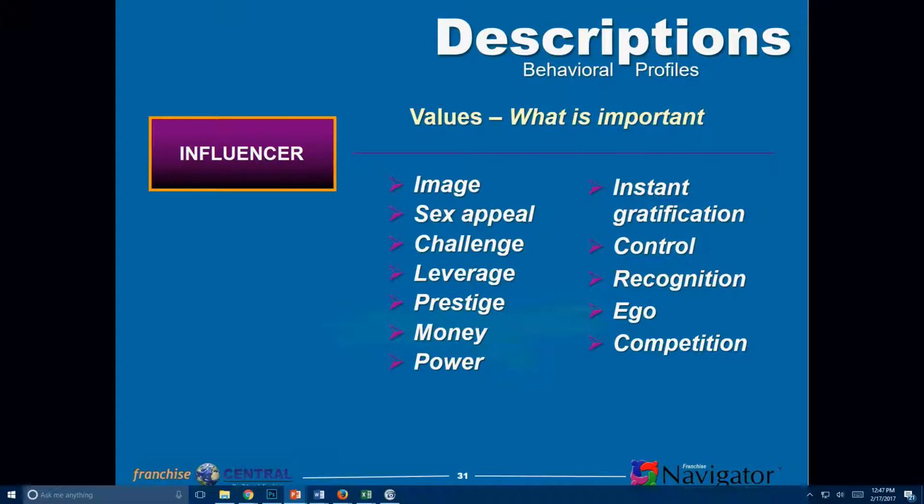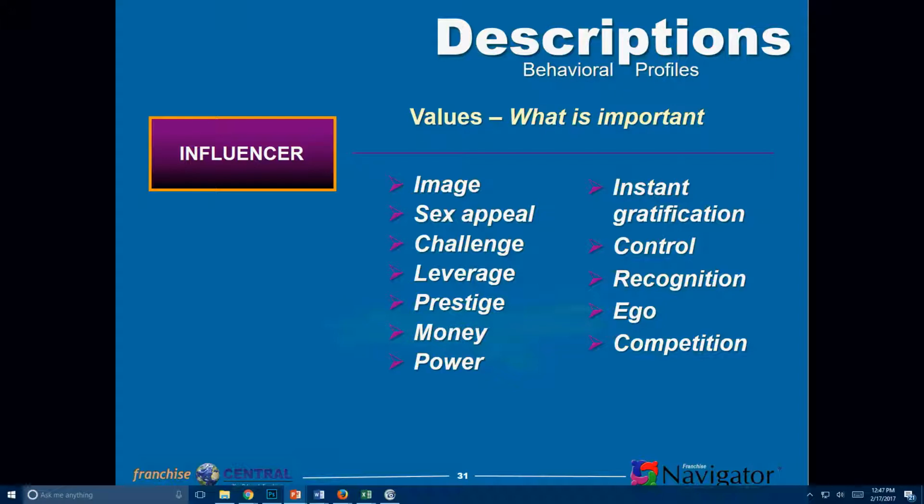So what's important, as you're having conversations with somebody that has the influencer as a strong profile or part of their profile, it's all about image. It's all about sex appeal. Yeah, they like challenge because they think they can do it all. They like leverage. They like playing leapfrog. Prestige, anything that gives them status or money or power, they love. They love control. They love recognition.